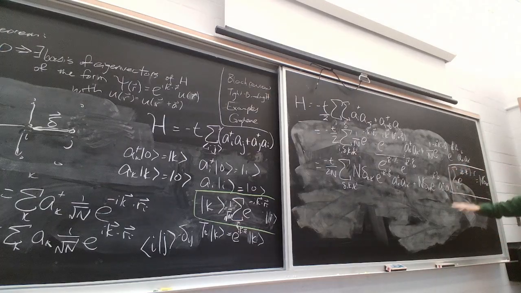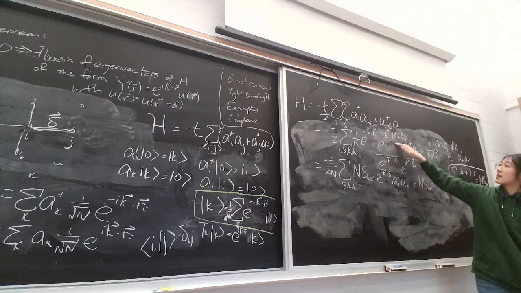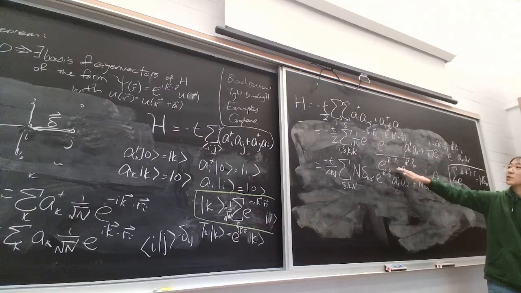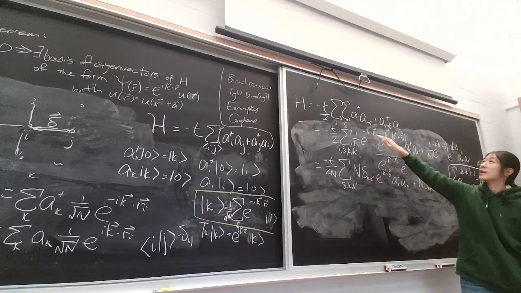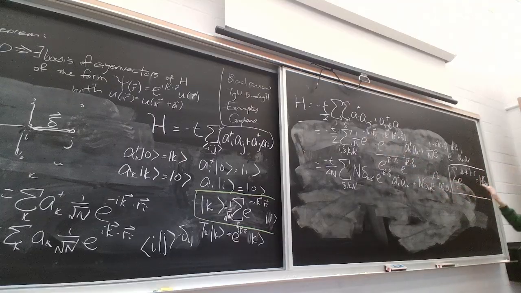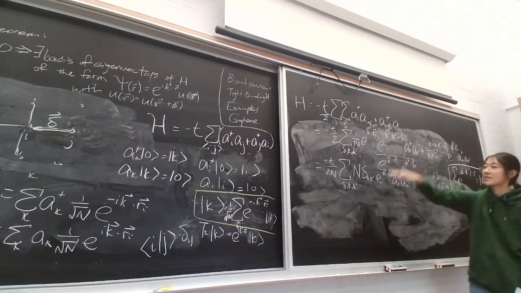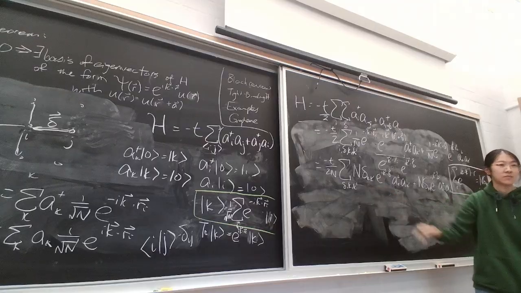So from this step to this step, we expand this exponential into two exponentials that you multiply, and then combine one of the k prime dot r with the k dot r, and then use this identity to get rid of that sum over r and replace it with a delta function.